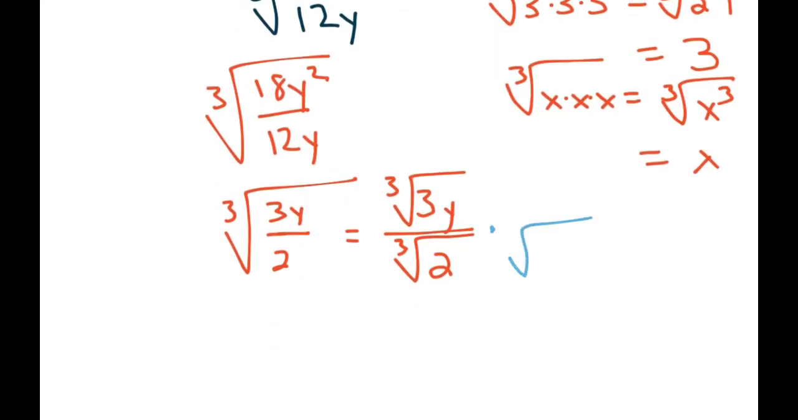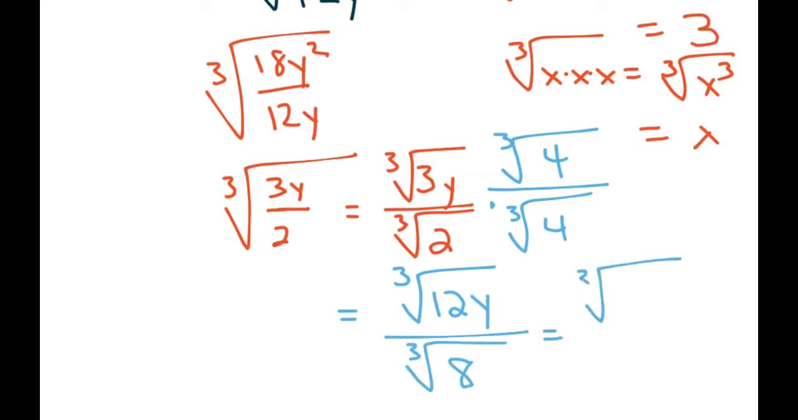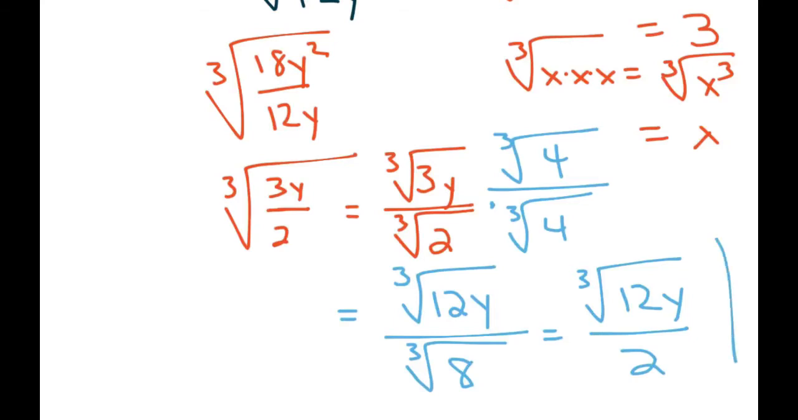So if only I multiplied the number under the radical by a 4, and whatever I do to the denominator I have to do to the numerator, I'm going to get the cube root of 12y on top, and I'm going to get the cube root of 8 on the bottom, but the cube root of 8 is 2. And now my radical in the denominator is gone.